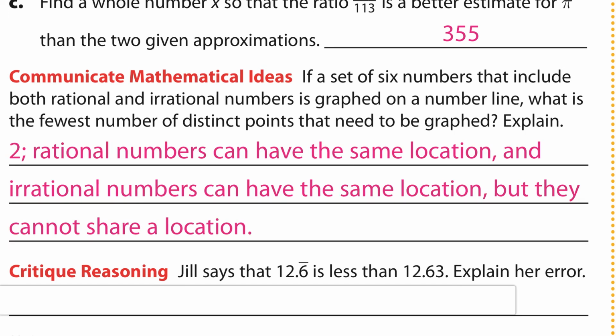This is what the publisher has to say. You need 2. Irrational numbers can have the same location, and rational numbers can have the same location, but they cannot share a location.